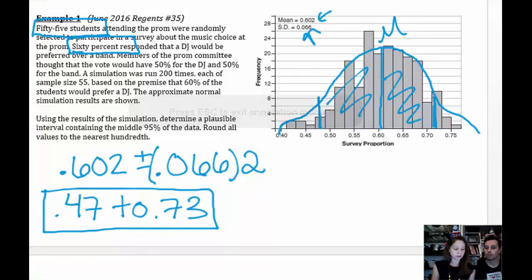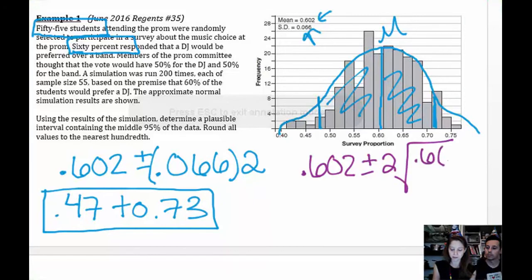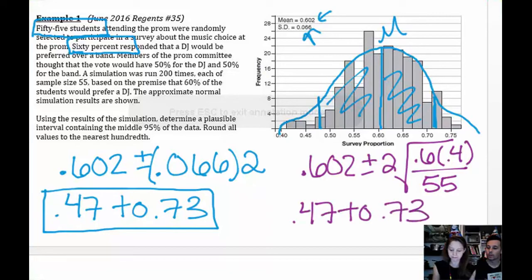where you still need the mean though. So you need the 0.602, and then you plus or minus 2 square root of 0.60 times 0.40, or 1 minus 0.6, all over 55. And that's actually the number they calculated. That gives you the 0.066. Doesn't it? Oh, no, it doesn't, does it? Well, no, because you multiply it by 2. Oh, it does. Yeah, it does. And so when you round, you also get 0.47 to 0.73.